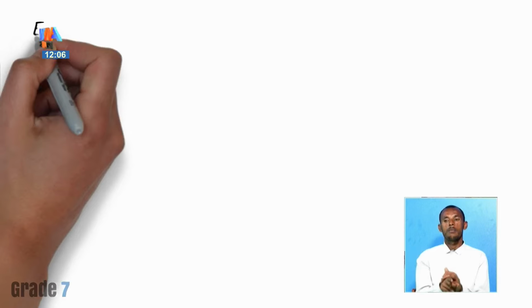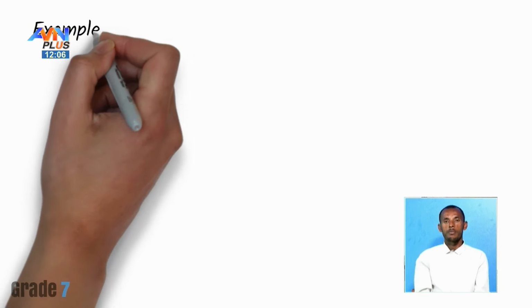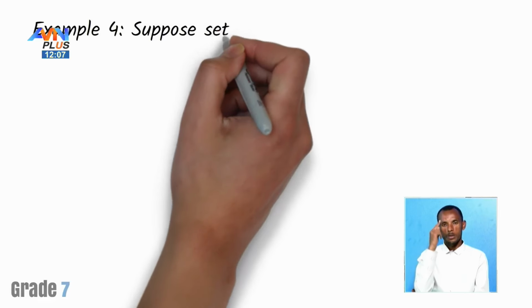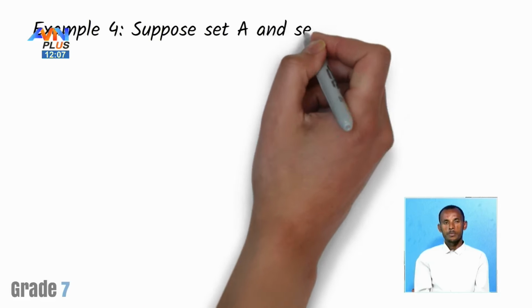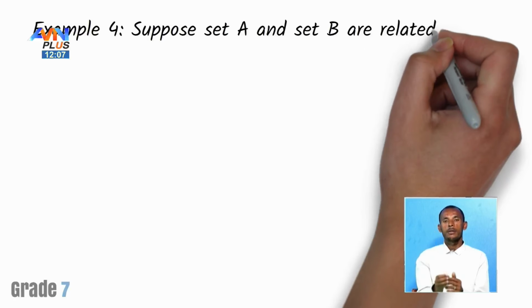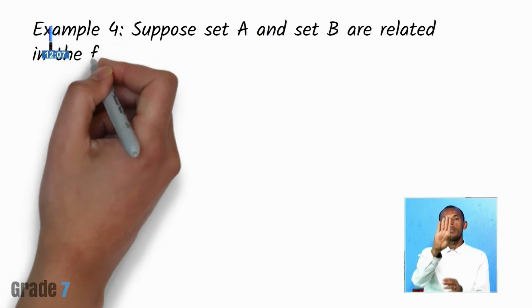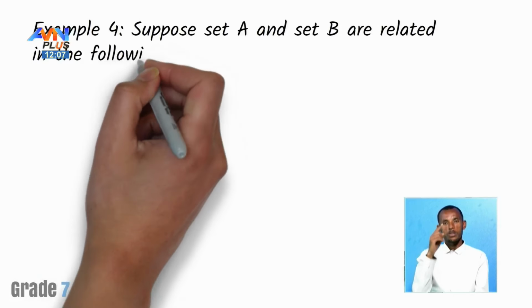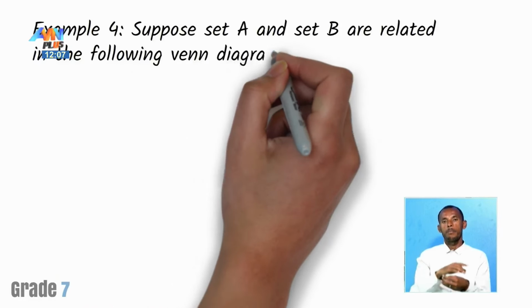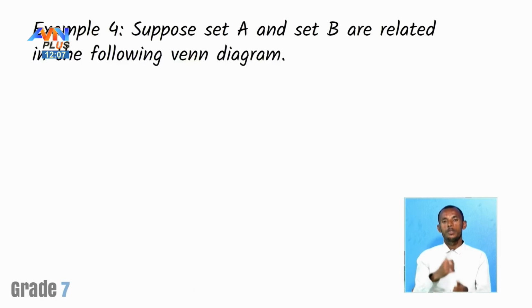Example 4. Suppose set A and set B are related in the following Venn diagram.